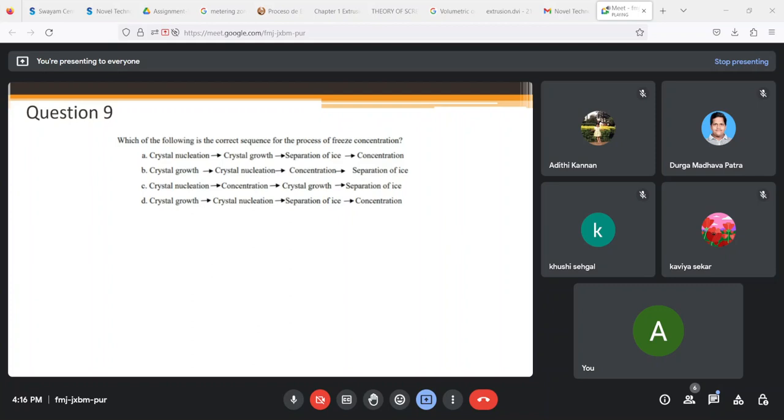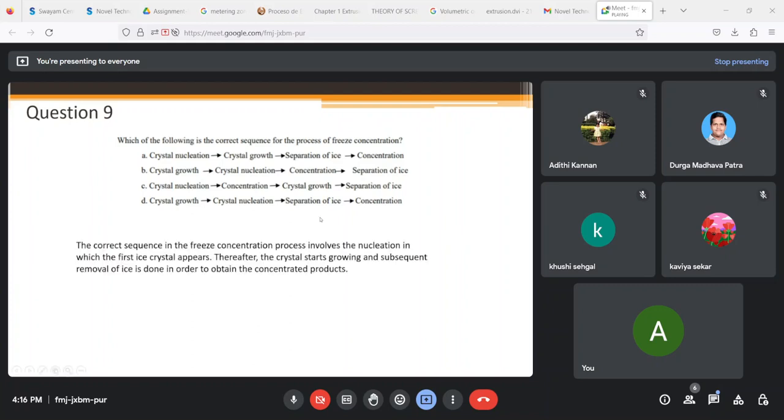So first step is crystal nucleation. Second step is the crystal growth. Third step is separation of ice, and fourth step is concentration. So the answer is option A.